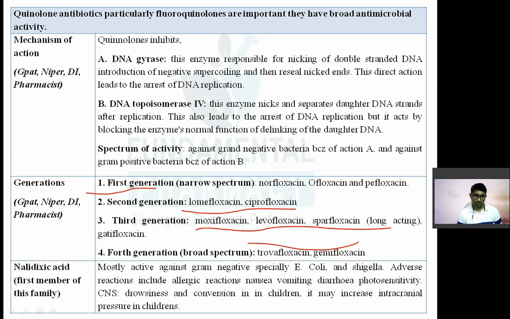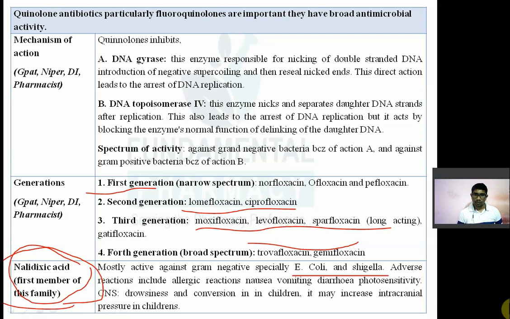So we'll see individual drugs one by one. First one is nalidixic acid, which is the first member of your quinolone family. Most gram positive and gram negative bacteria, especially E. coli, then Shigella, are sensitive to nalidixic acid. It is most active against gram negative bacteria, especially E. coli. E. coli does the most what? It causes UTI. Most urinary tract infections are because of E. coli, and that's why fluoroquinolones are very effective in the urinary tract.